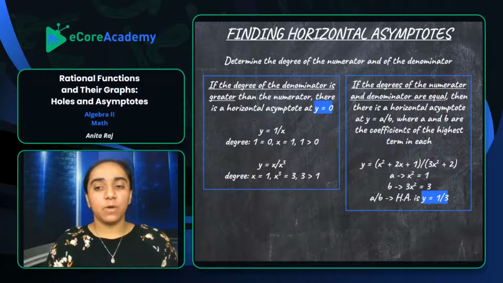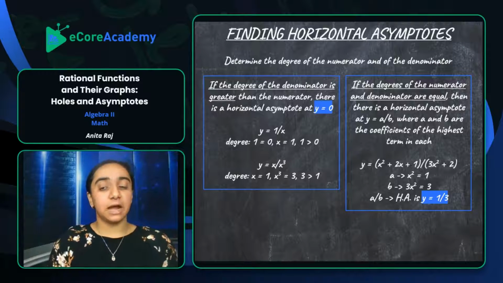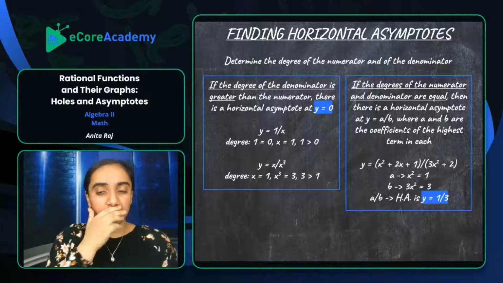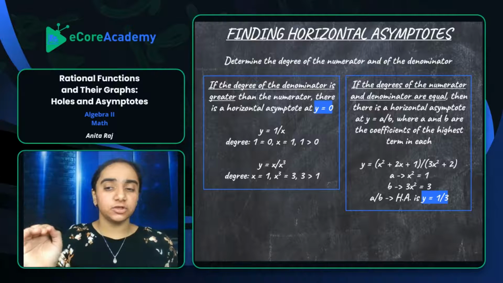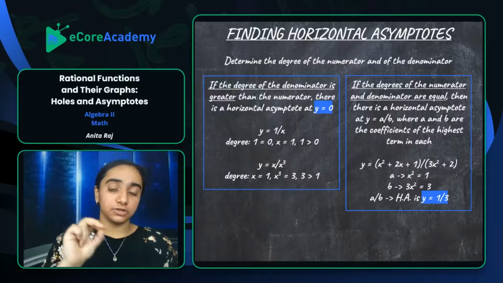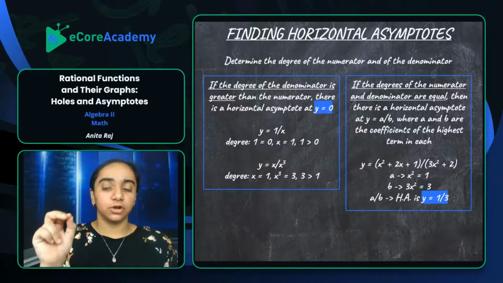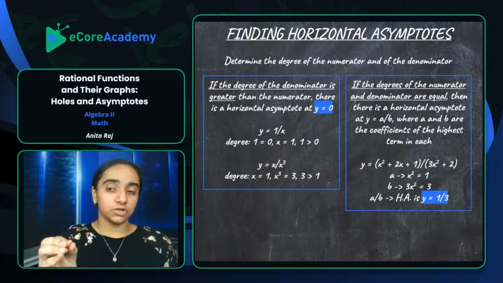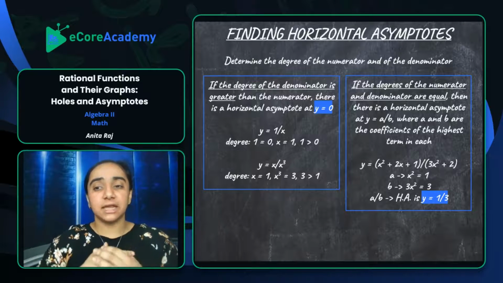So in this example, y equals x squared plus 2x plus 1, which is a quadratic trinomial, divided by 3x squared plus 2, which is also a quadratic, but it's a binomial. If you look at the degrees of both, the degree of the numerator is 2 because the first term is x squared. But the degree of the denominator is also 2 because the degree of that quadratic is also 2. They're both quadratic, so they both have the same degree.